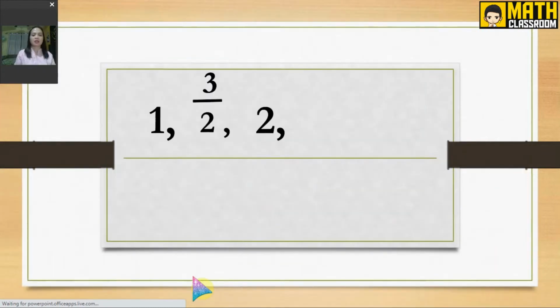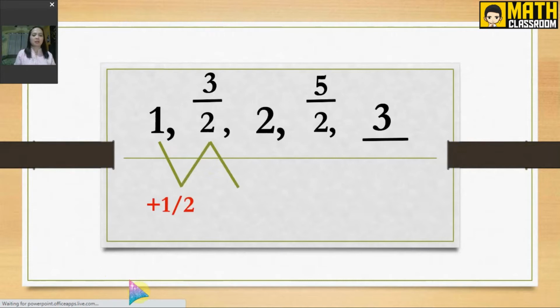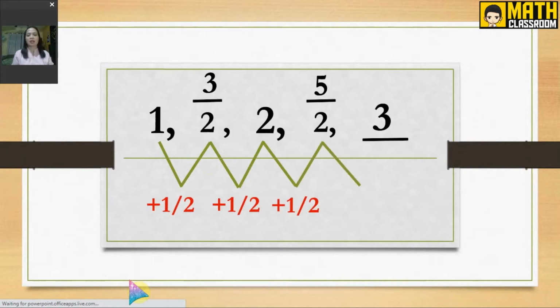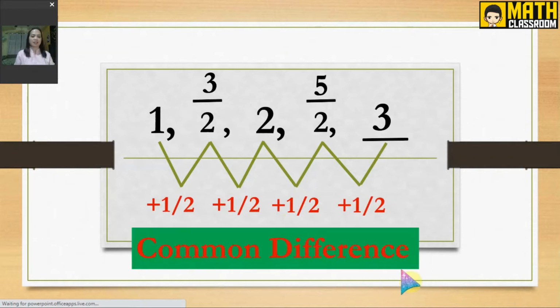Another example. We have 1, 3 halves, 2, 5 halves, and the next term is 3. Again, an ascending order of numbers. So what number did we add to get the next term? We have 1 plus 1 half is 3 halves, 3 halves plus 1 half is 2, 2 plus 1 half is 5 halves, and 5 halves plus 1 half is 3. Again, we have a constant number that we added to each term, and that is what we call common difference.